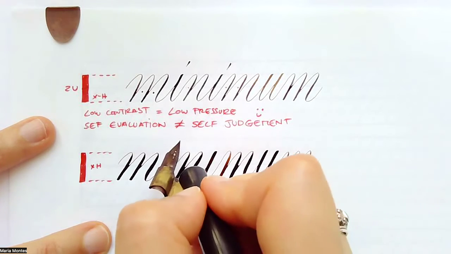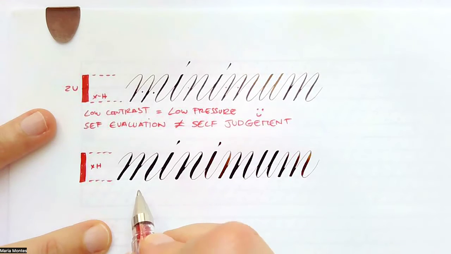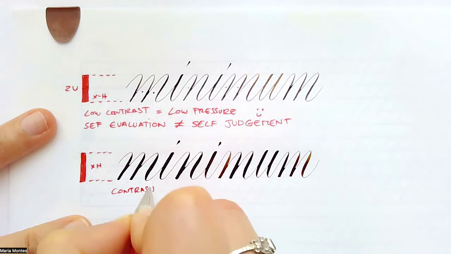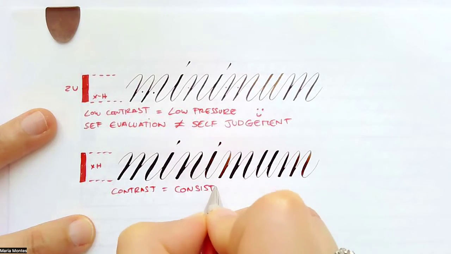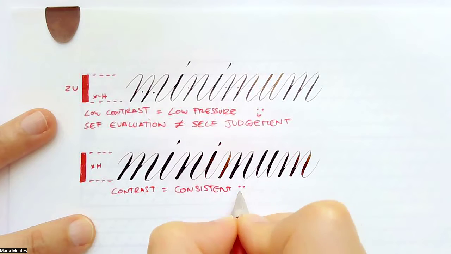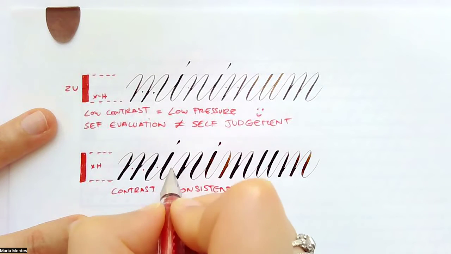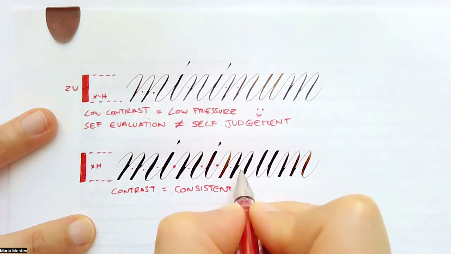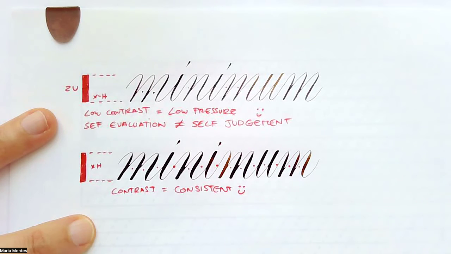Okay, now self-evaluation time. So what can I say about this exercise in here? The amount of contrast is quite consistent, so I'm happy with that. The spacing between the words and the counter space is quite similar. And of course, you can see the degree of contrast in comparison to the one above.